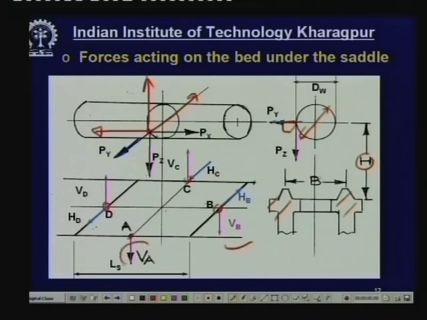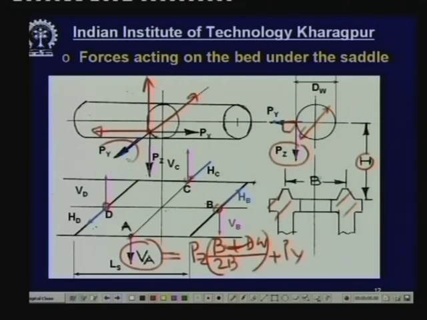For example, the most important one is VA. How much will this be? This will be created by the forces Pz and Py. Py creates a moment that will induce a force VA in this direction on the bed. This will be equal to Pz into (B plus DW, the diameter of the workpiece, by 2B) plus Py multiplied by H, the height, the moment, divided by the width of the saddle or B prime. This is VA. Now, VC you can determine similarly.